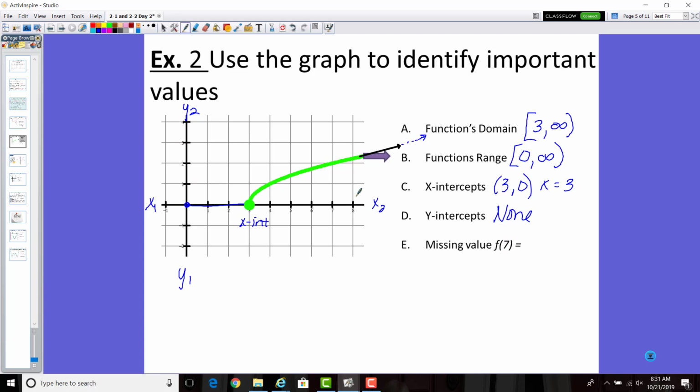And our function value at 7, remember this is an x. Here's where x is 7. So at this ordered pair, x is 7, its y value is 2. So this function at the input value of 7 has an output of 2.